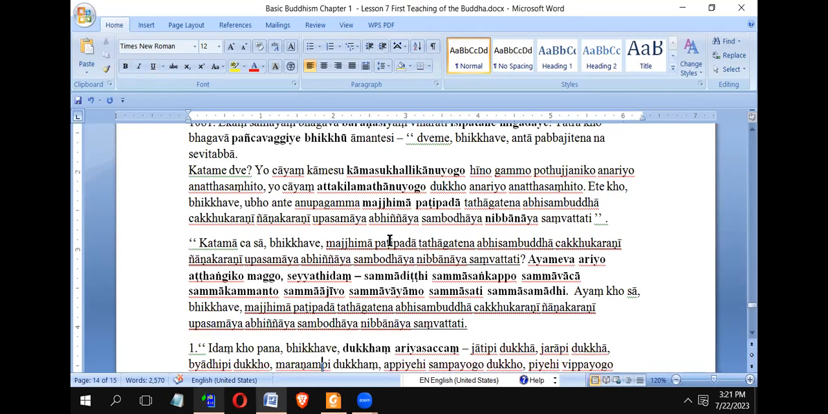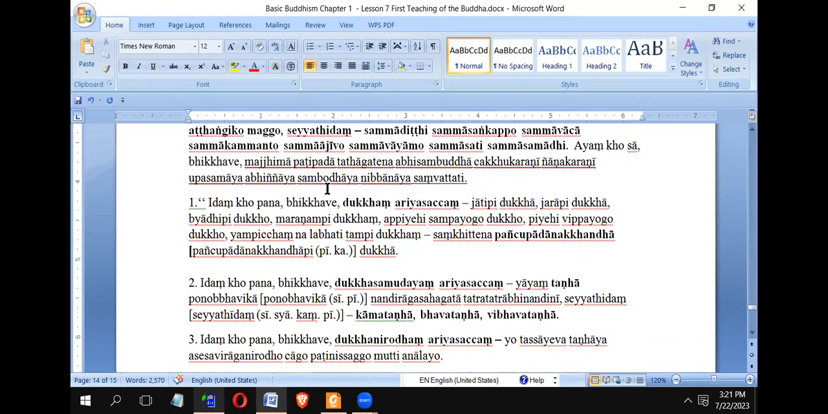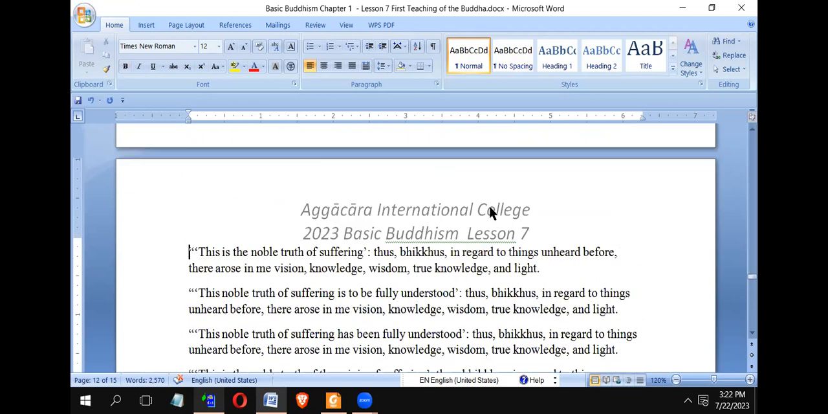This one, Majjhima Patipada. Now the Buddha says, Idam kho pana bhikkhave dukkham ariyasaccam. Dukkha is suffering, ariya is noble, sacca is truth. Jatipi dukkha, jarapi dukkha, vyadhipi dukkho, maranampi dukkham, appiyehi sampayogo dukkho, piyehi vippayogo dukkho, yampicchaṃ na labhati tampi dukkham, sankhittena pancupadanakkhandha dukkha. In brief, the five aggregates of clinging. So we look at the English translation.